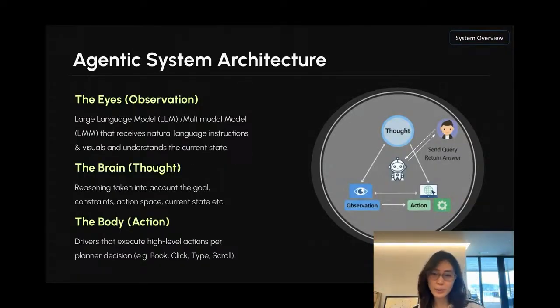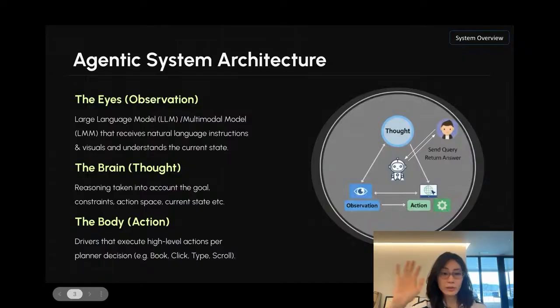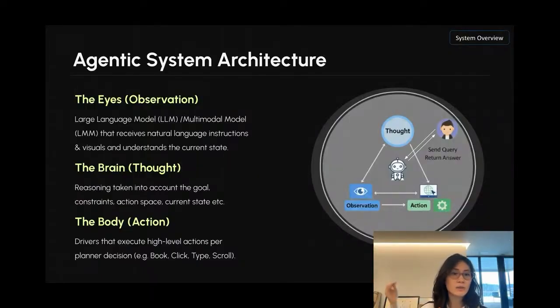And then based on the observations, it can internalize what needs to be done. So the brain needs to take into account the goal, the constraints, the whole possible action space, and the current state, right? Using all that information, you can then rationalize what would be the ideal next step to advance the system to the next stage that will get it closer to accomplishing the ultimate goal.